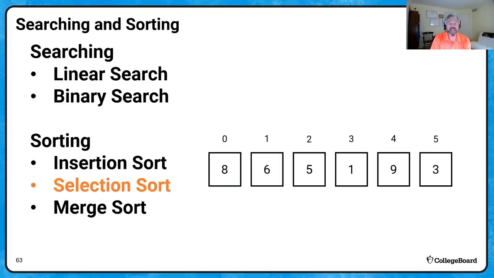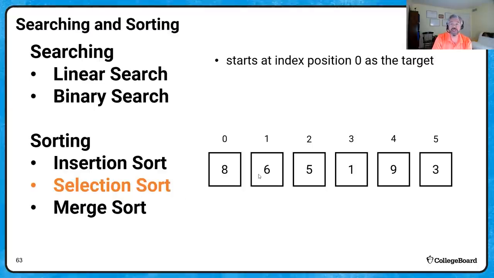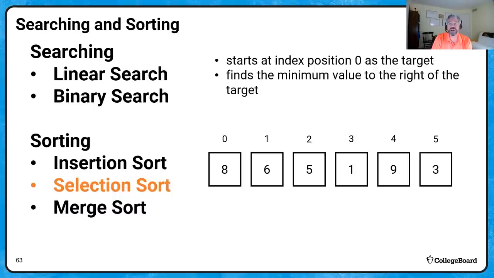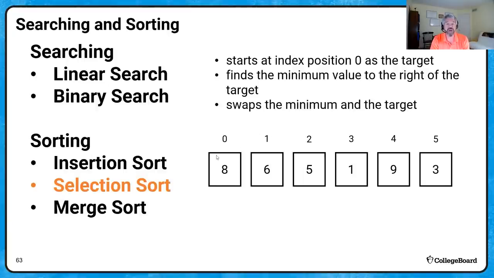All right, the next one is selection sort. And selection sort you could almost picture as being kind of the opposite of insertion sort. Selection sort starts at position zero, where insertion sort started at position one. We're gonna find the minimum value to the right of the target. So we're not really shifting things around or sliding things around or inserting anything. Instead, I'm gonna do a swap. So every time I pick a target value, or I should say I have my target index position, I'm gonna look to the right. I'm going to identify where the minimum value is. And once I've identified the minimum, I'm going to swap.